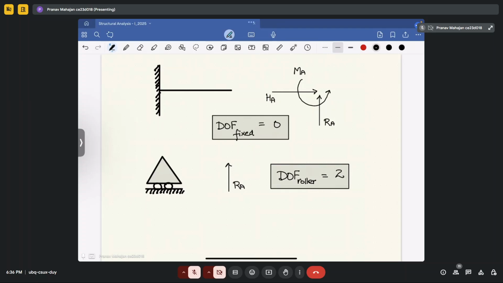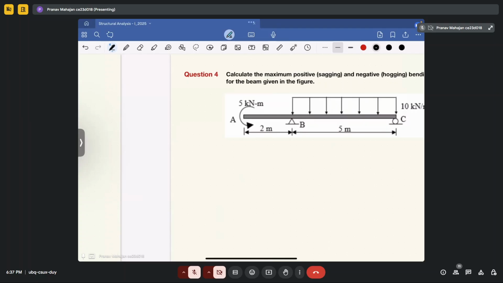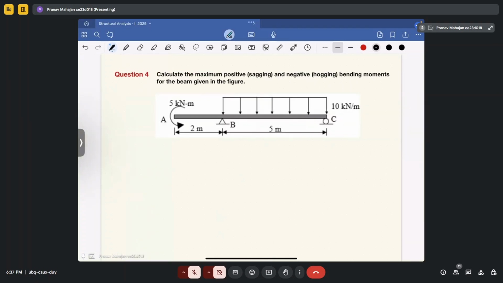Okay. So this is the concept of degrees of freedom. Now another question is available for you. In this, you have to determine the maximum positive as well as the maximum negative bending moment for this beam. Now he is not talking about absolute values. He is talking about the maximum positive and the negative bending moment that will be obtained in this particular beam section. So what you will do?